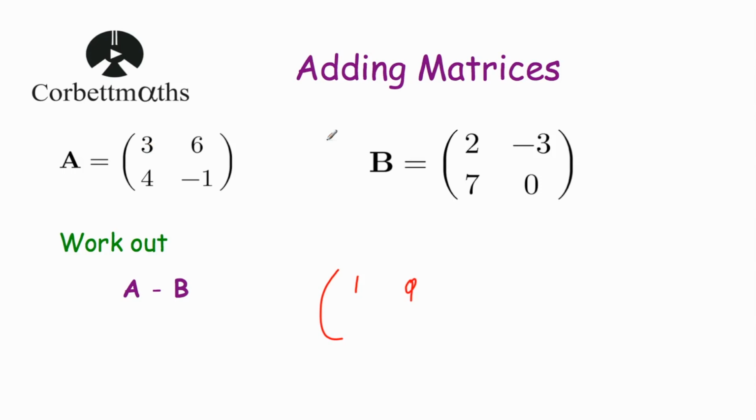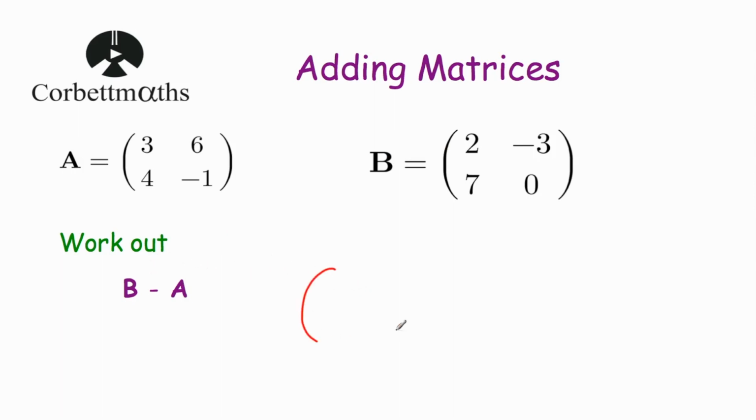Then we've got 4 take away 7, which would be negative 3. And then finally, we've got negative 1 take away 0, and negative 1 take away 0 would be negative 1. And that's it. So A minus B would be 1, 9, negative 3, negative 1. Okay, let's look at our next question. Now this time we've been asked to work out B subtract A.